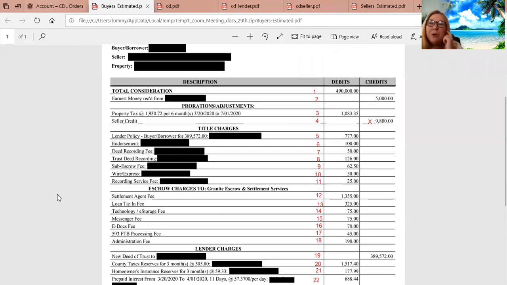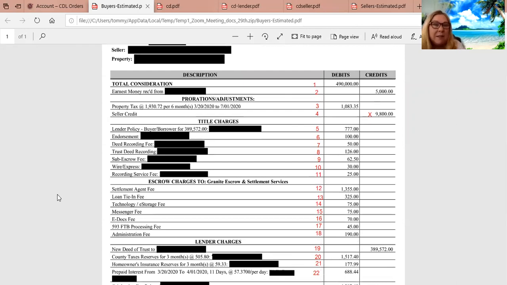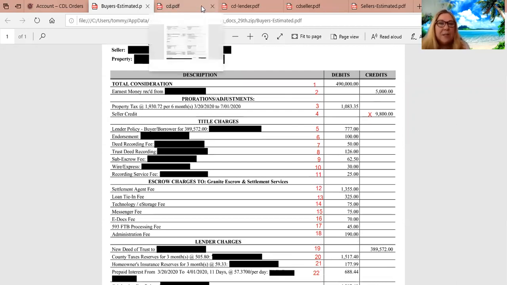What I want to show you is the CD. Now, the CD for the lender, can you click that up? It says CD lender.